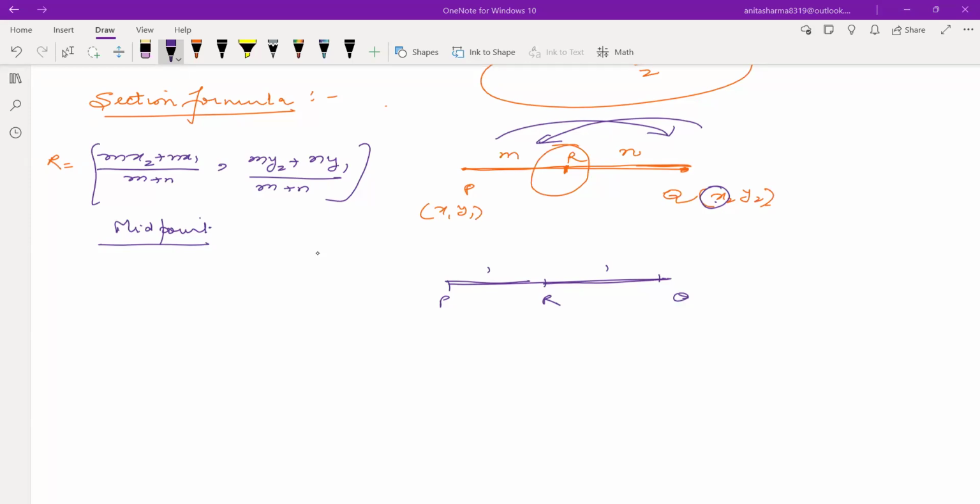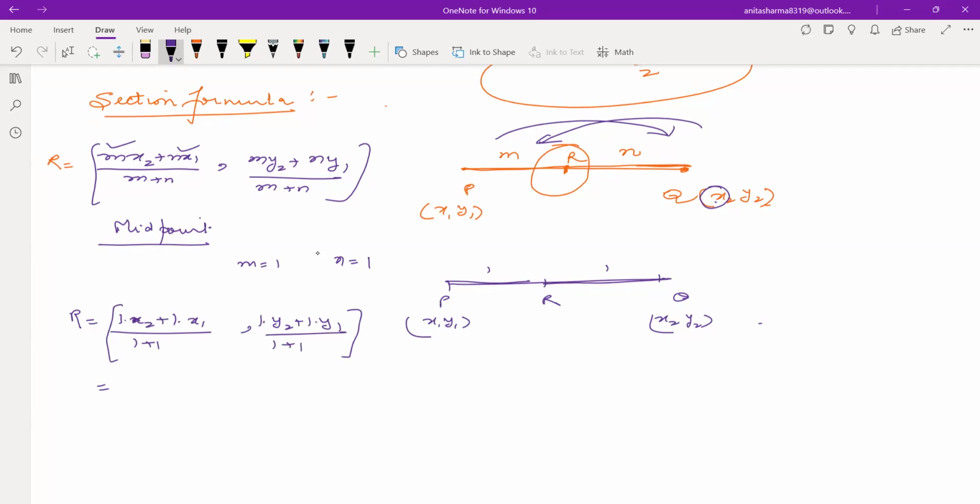So see beta, the value of m is 1 and the value of n is also 1. So x1, y1 be the coordinates of P and x2, y2 be the coordinates of Q. So now the coordinates of R. Now put the values of m and n here. So 1 into x2 plus 1 into x1 divided by 1 plus 1, comma 1 into y2 plus 1 into y1 upon 1 plus 1. Okay. So x2 plus x1 divided by 2, comma y1 plus y2 divided by 2. Got it, beta?